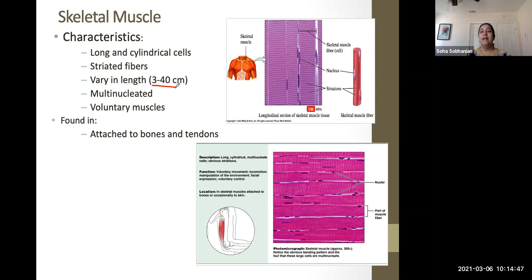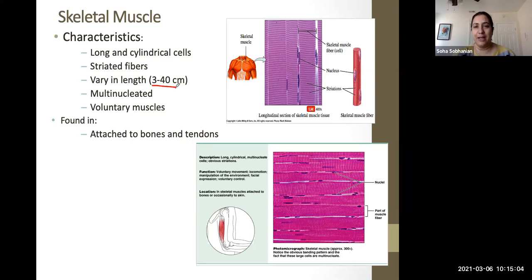Because they're very long, they can have multiple nuclei inside of them. So they are multinucleated. You cannot find a skeletal muscle that is not multinucleated. They have to have multiple nuclei to be able to manage the cell, basically.